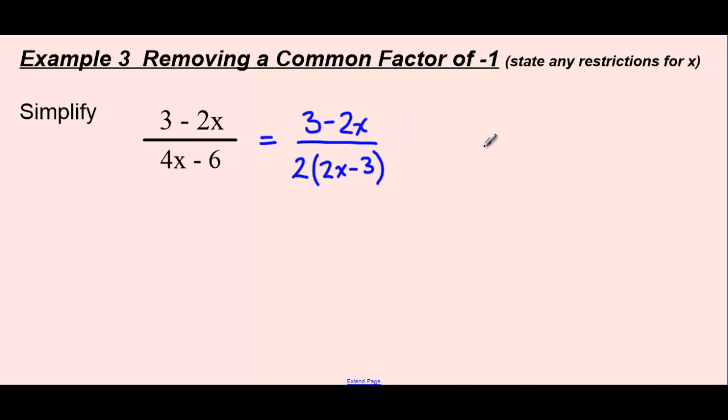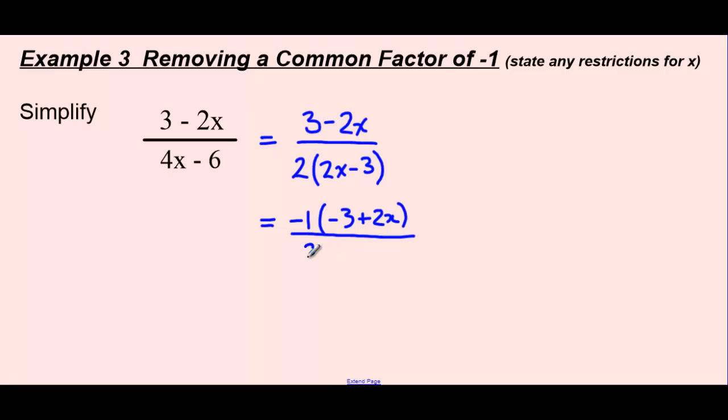So one little hint here is, if you have a situation where you have the same numbers, but they're sort of flip-flopped, with one being negative, one being positive, a trick here is you can factor out a negative 1. We're going to factor out a negative 1 from the numerator. So take out a negative 1. All that means is divide both things by negative 1. So 3 divided by negative 1 is negative 3. Negative 2x divided by negative 1 is positive 2x.